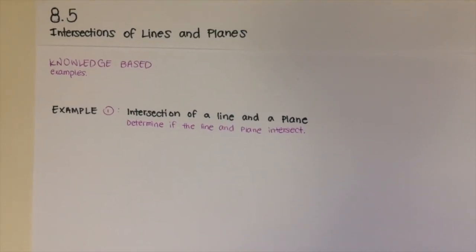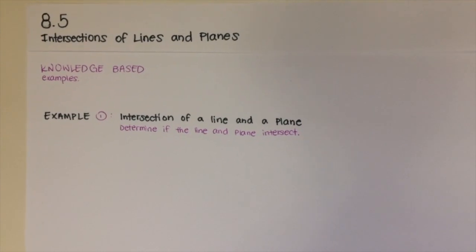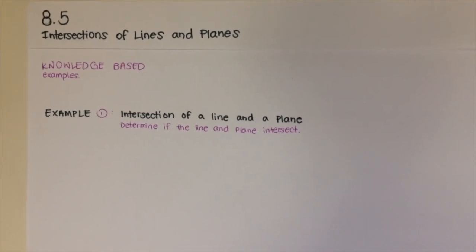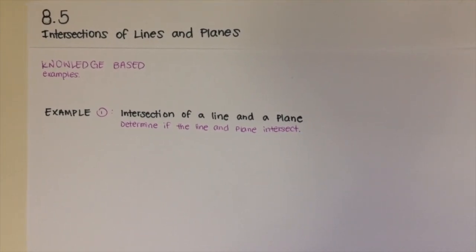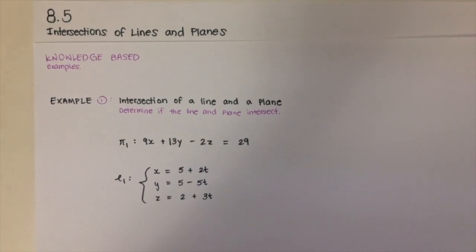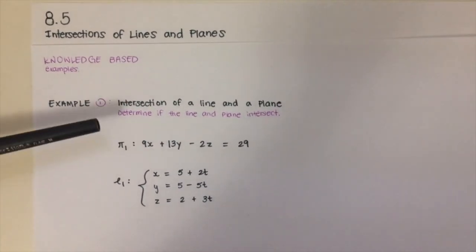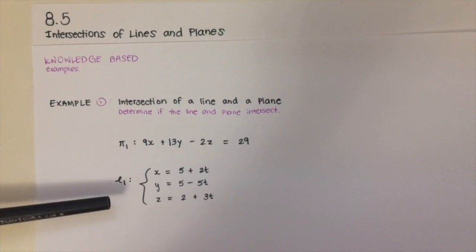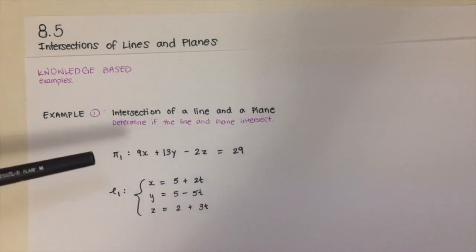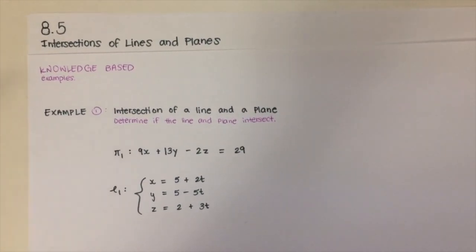So now we will be looking at some knowledge-based examples. The first question consists of determining if the line and plane will intersect or not. To start off, given the scalar equation of the plane, you have to sub in the parametric equations into the scalar equation of the plane.